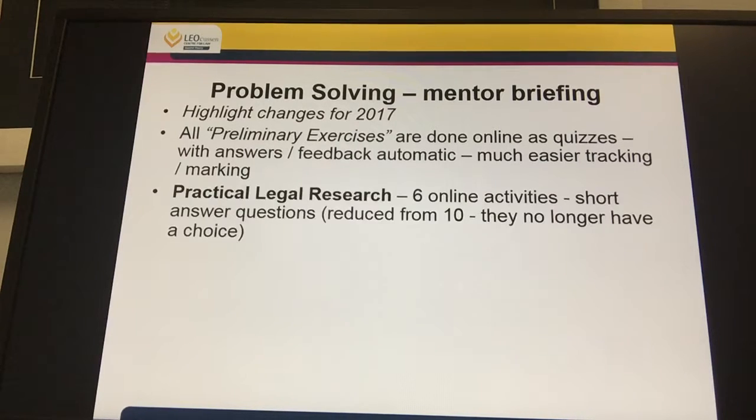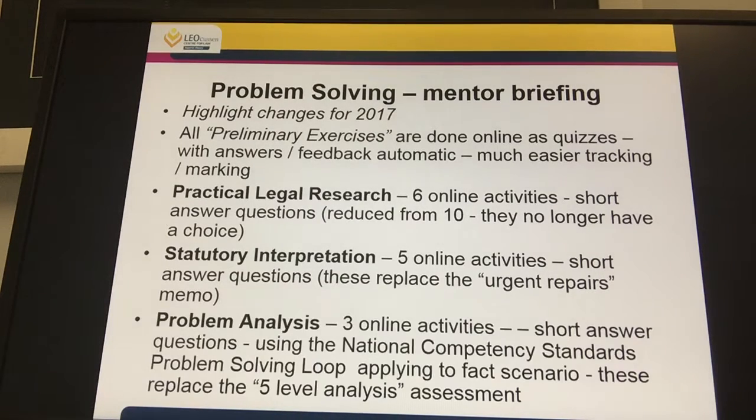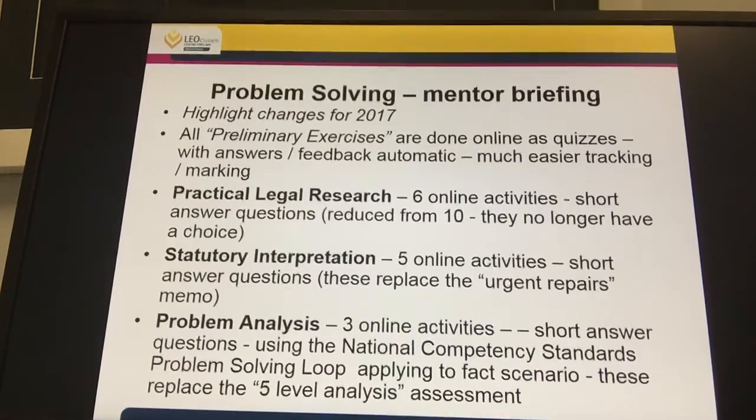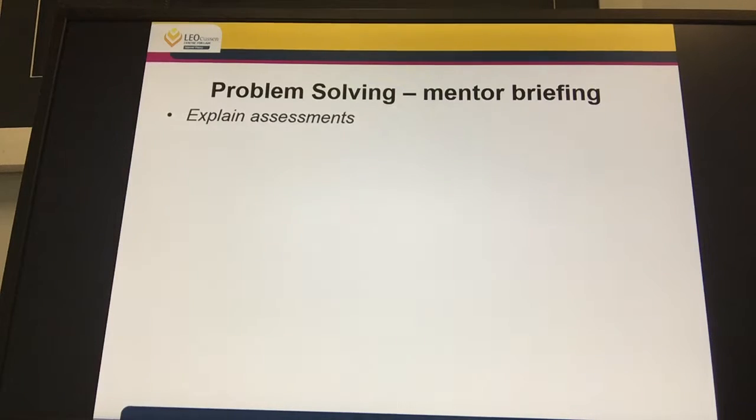So all quizzes. With legal research, there are 6 online activities, short answer questions, reduced from 10, and they no longer have a choice. Statutory interpretation has 5 online activities, short answer questions. This replaces the urgent repairs memo. And problem analysis has 3 online activities, short answers using the National Competency Standards loop, applying to a factual situation. This replaces the 5-level analysis. And the idea is to put these in quiz format so that all the answers are automatic, a lot easier to track and to mark.